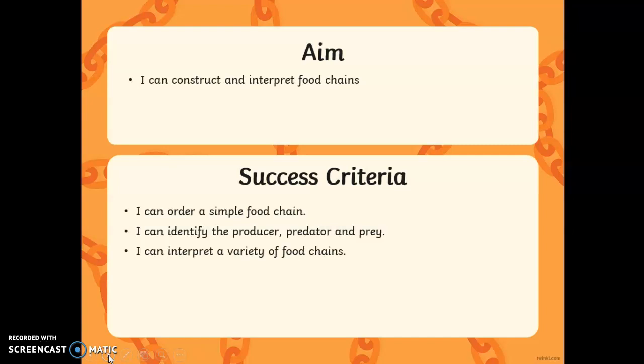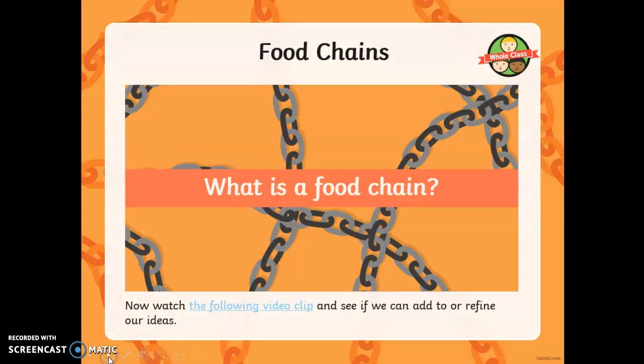The aim of today's lesson is for you to be able to construct and interpret food chains. And we will know if you have reached this aim if by the end of this lesson you are able to order a simple food chain, you can identify the producer, the predator and the prey, and you can interpret a variety of food chains.